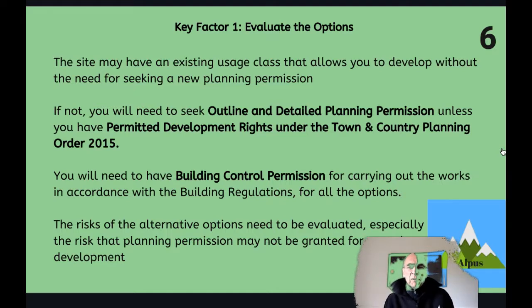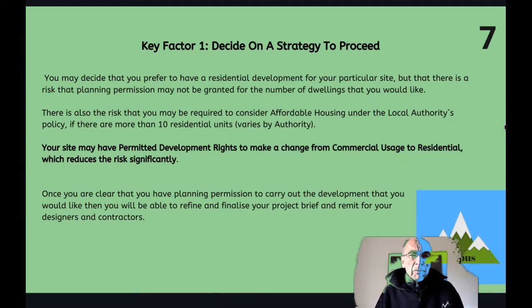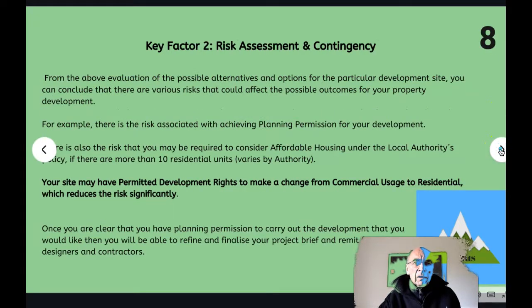In any case, you'll need to have building control permission for carrying out the works in accordance with the building regulations for all options. The risks of the alternative options need to be evaluated, especially the risk that planning permission may not be granted for your chosen development. So you need to decide on a strategy for how to proceed. You may decide that you want to seek planning permission for residential usage, assuming you don't have permitted development rights to carry that out. Then you need to evaluate whether there's a risk that you may not receive the planning permission you're looking for.